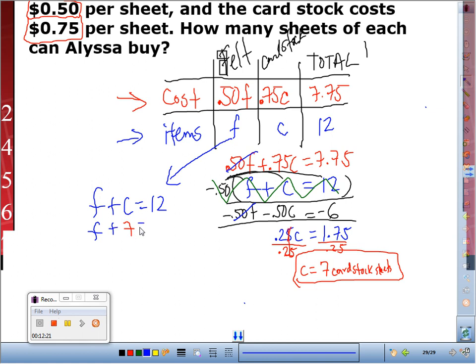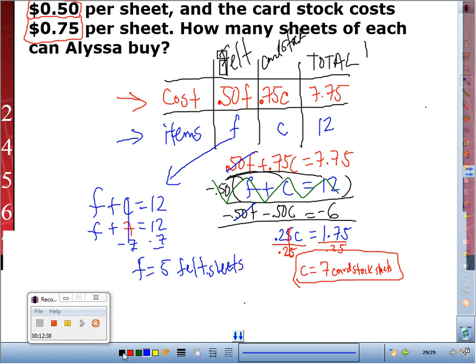F plus 7 equals 12. Minus 7 minus 7. F equals 5. Therefore, 5 what? Felt sheets.